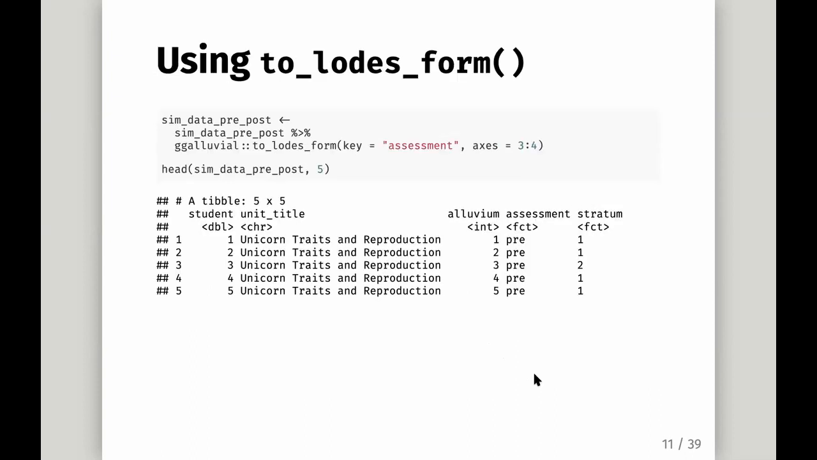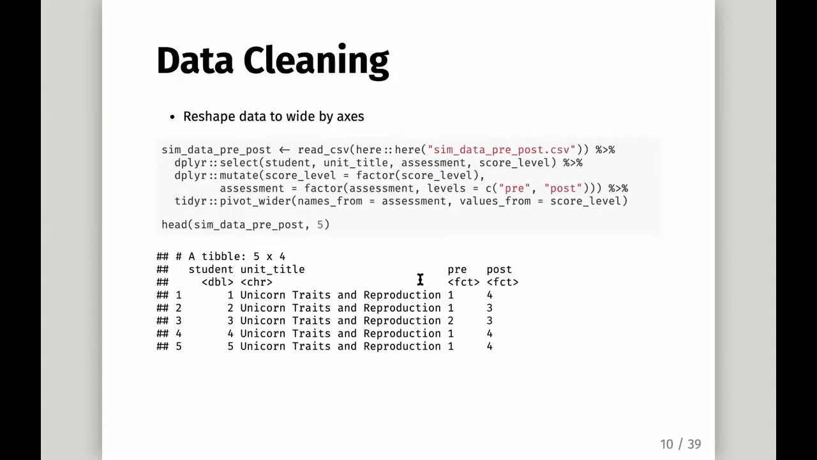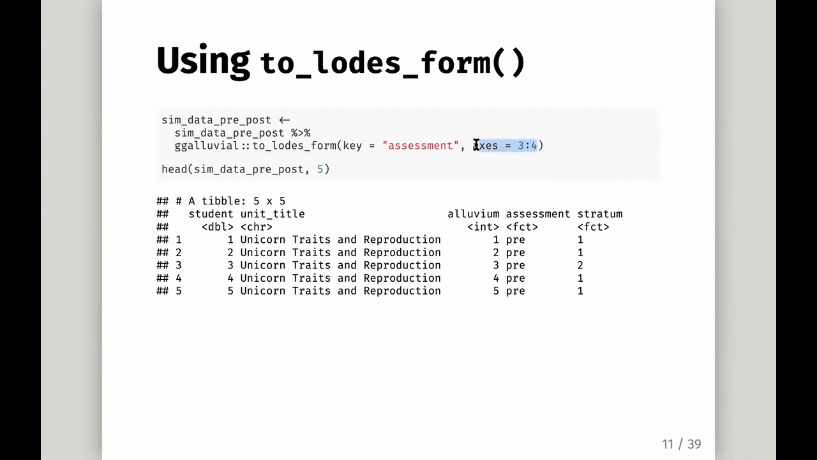This allows us to use the to_lodes_form function in the ggalluvial package. And this might seem a little odd to you because now it looks like we're going back to the long format, which we are essentially, but we're adding these two variables, the alluvium and the stratum. And this does it for you right out of the box. You give it the key, what you want to call it. So here I'm calling it assessment. And then you tell it which axes, which variables are your strata. So here we have 1, 2, 3, 4. So pre and post are positions 3 and 4. So you just give those positions for your axes. And then it sets this up really nicely for you. So you're set to go in order to make the graph.